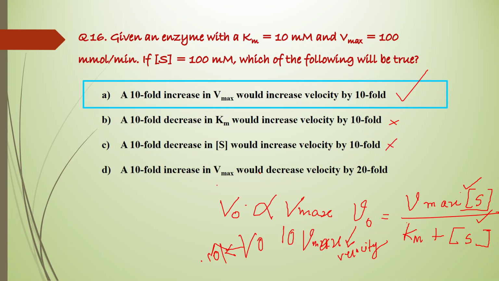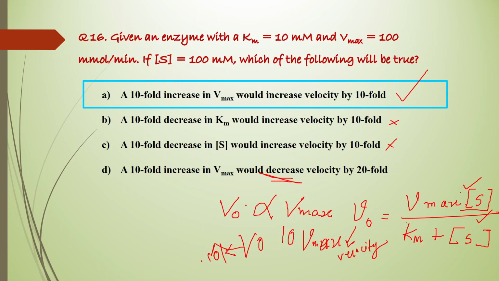And the fourth option is a tenfold increase in Vmax would decrease the velocity by 20-fold. First of all, the word decrease is absolutely wrong because we already know that V0 and Vmax are proportional to each other.